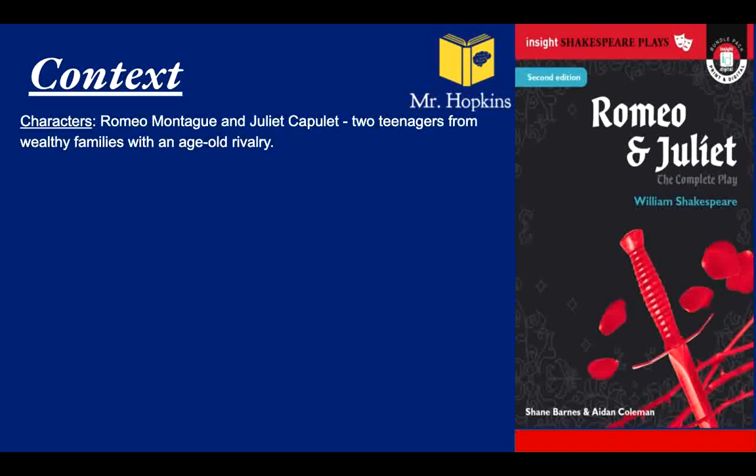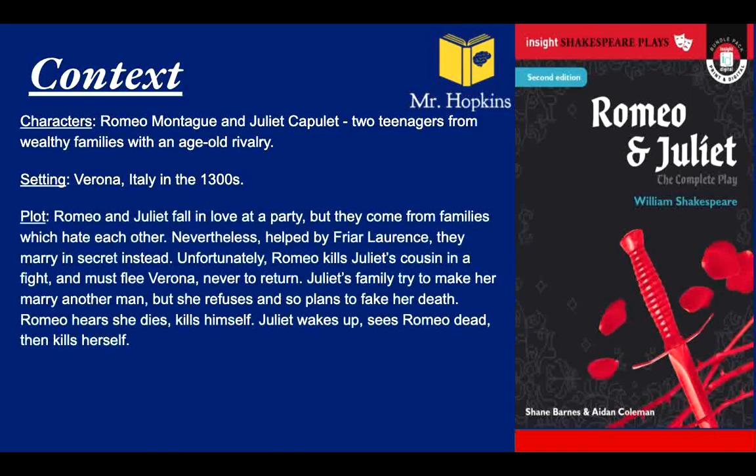The characters in Romeo and Juliet are Romeo Montague and Juliet Capulet, two teenagers from wealthy families who hate each other. The setting is Verona in Italy in the 1300s. In the play, Romeo and Juliet fall in love at a party, but they come from families who hate each other. Nevertheless, helped by Friar Lawrence, they marry in secret. Unfortunately, Romeo kills Juliet's cousin in a fight as he tries to get revenge for the killing of one of his friends, and because of that he must flee Verona, never to return.